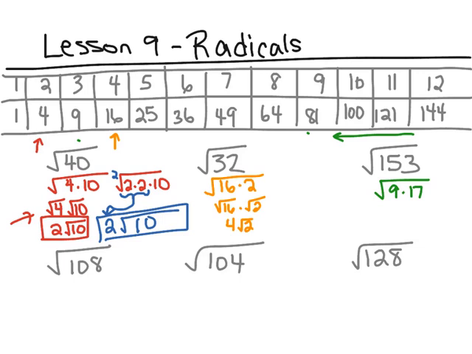The square root of 9 times the square root of 17. The square root of 9 is 3, so we're left with 3 root 17. 108, you should get 36 times 3. The square root of 36 times 3, the square root of 36 is 6, so 6 root 3. I want you to pause the video and try the last two.